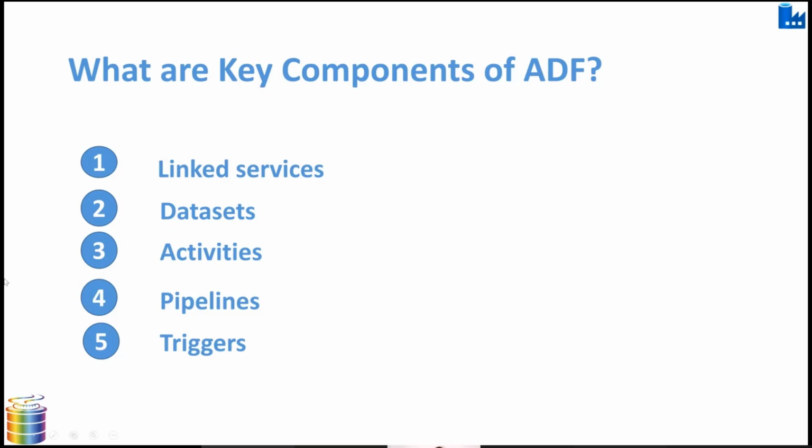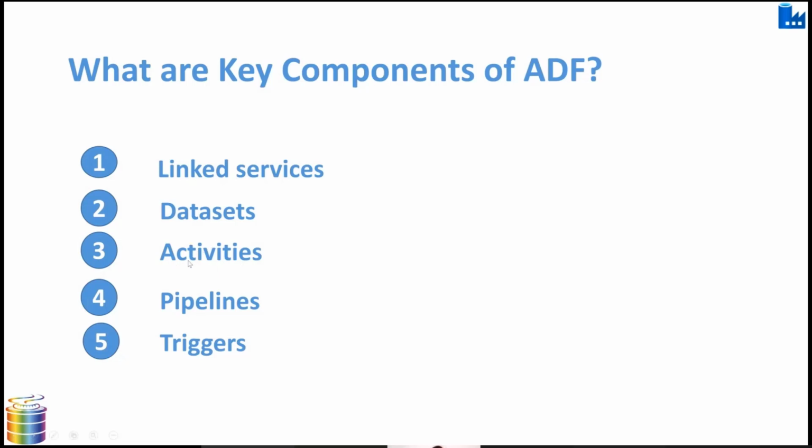Let's move to the second one, which is a dataset. Dataset is metadata about data. It stores the structure of your data source. For example, if your linked service is pointing to blob storage, then your dataset is in the form of a file or a folder structure. But if your linked service points to a SQL Server or another database server like Oracle, then your dataset is in the table format.